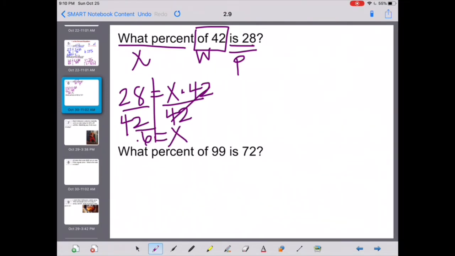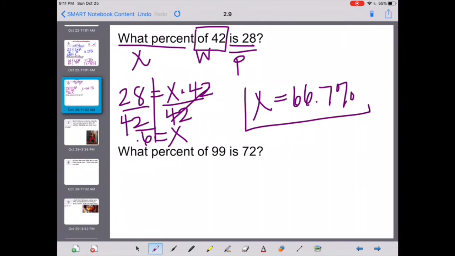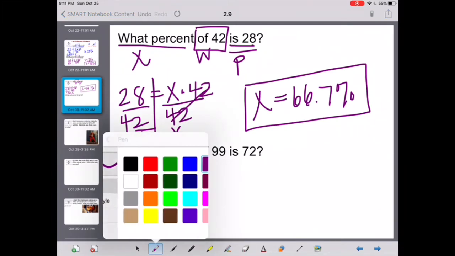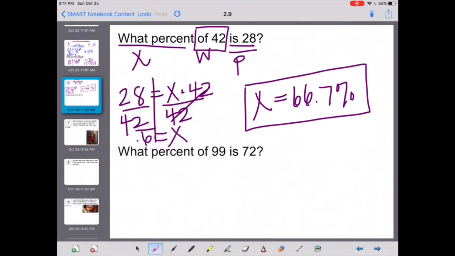28 divided by 42 gives me 0.666666, repeating. If I move my decimal 2 places to the right, that means 28 is 66.7% of 42, approximately, because that's rounded.